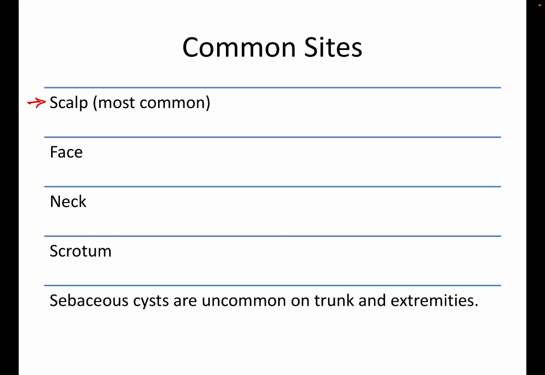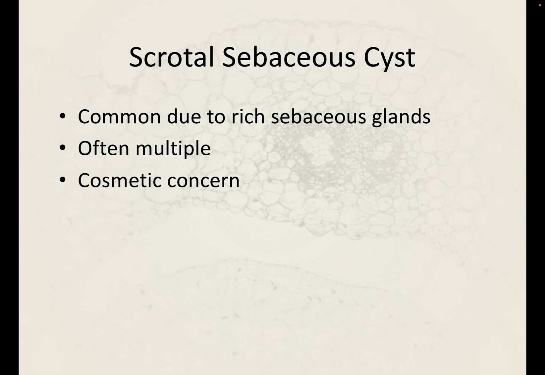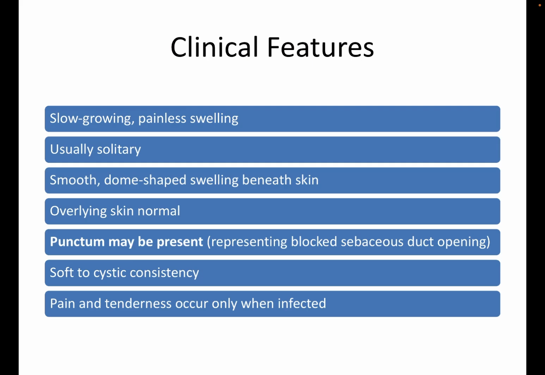The commonest sites include scalp, face, neck, and scrotum, and sebaceous cysts are uncommon on trunk and extremities. Scrotal sebaceous cyst is common due to rich sebaceous glands, often multiple and a cosmetic concern. Clinical features include slow growing, painless swelling, usually solitary, smooth, dome-shaped swelling beneath the skin. Overlying skin is normal. Punctum may be present, representing blocked sebaceous duct opening. Soft to cystic consistency. Pain and tenderness occur only when it is infected.